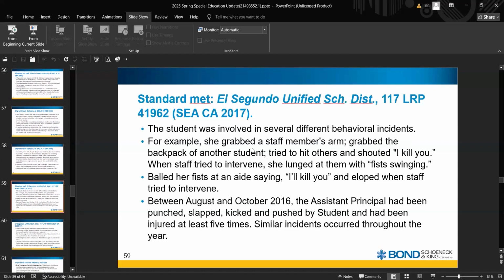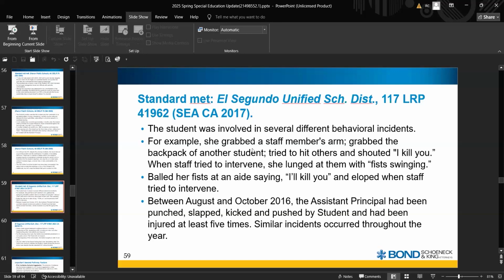The history was mostly limited to verbal aggression, not exclusively, but mostly. The last incident was 3 months prior, and they hadn't done an FBA to address some of those concerning behaviors. So it's going to be hard for your attorney to convince a hearing officer that that student should be taken out of their placement, under those facts. Now, here's an example where the standard was met, okay?